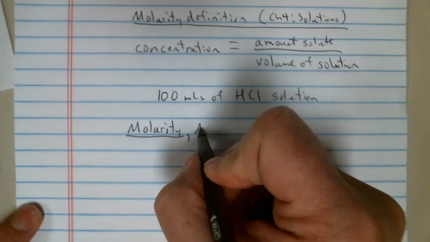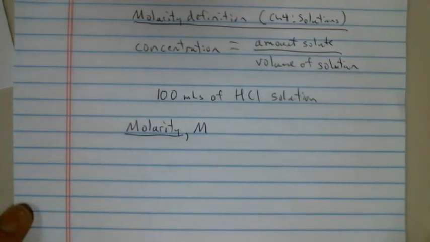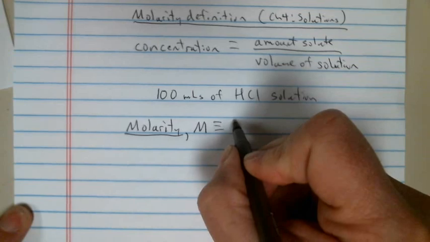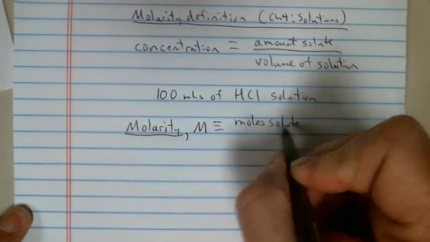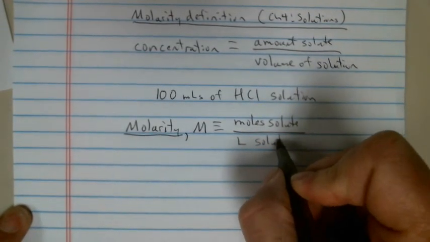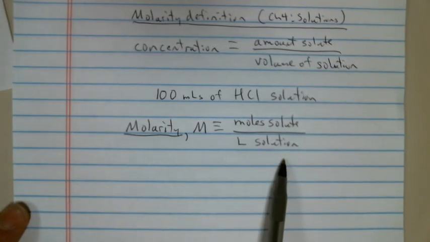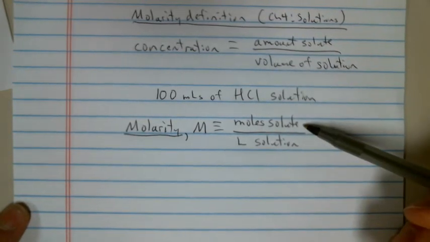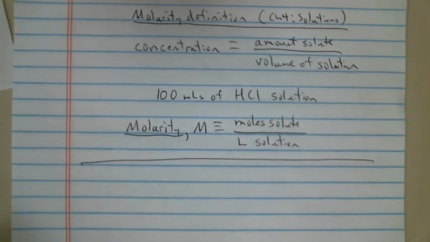We use a capital M to represent molarity. It has to be a capital M. And it's defined as the moles of the solute over the liters of the solution. Like I said, there are some concentration units where we would just have the solvent here, but molarity is moles of solute over liters of solution. And so that's what we're going to use.